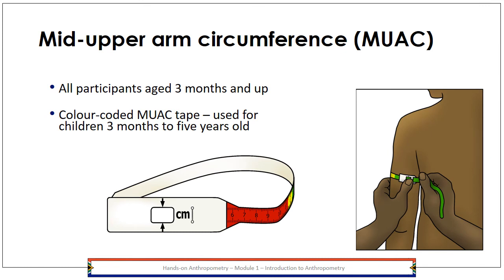Mid-upper arm circumference, or MUAC, is measured in all participants from the age of 3 months upwards. For children under 5 years old, we use special color-coded MUAC tapes. These tapes have colored areas that show us at a glance when a child's MUAC is too low, so that they can be referred to a clinic for nutrition support.